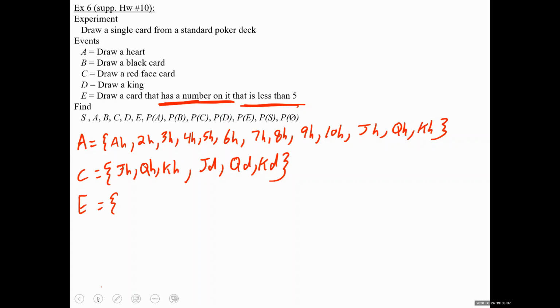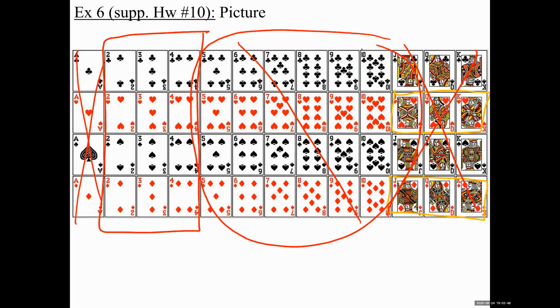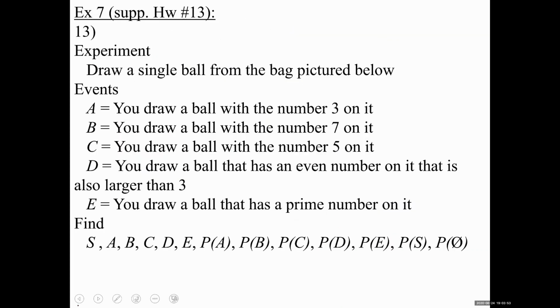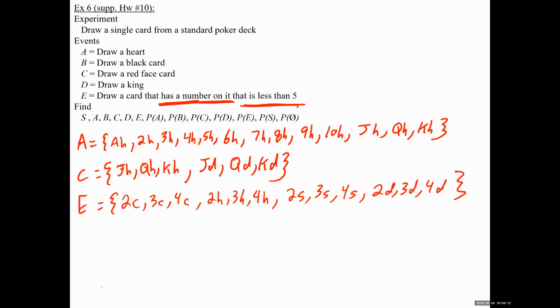So the cards that have numbers on them less than 5 are these. Again, not these. Those are not numbers. And even though these are numbers, they're not less than 5. Okay, so just those we have to list. So you have to list all the 2s, 3s, and 4s. So it goes like this. 2 of clubs, 3 of clubs, 4 of clubs, 2 of hearts, 3 of hearts, 4 of hearts, 2 of spades, 3 of spades, 4 of spades, 2 of diamonds, 3 of diamonds, 4 of diamonds. You can list them in a different order, but like that. Okay, are there any questions on those?